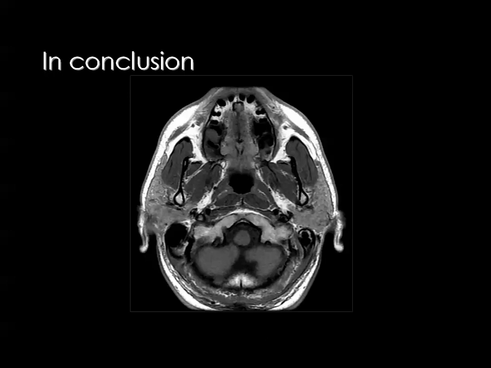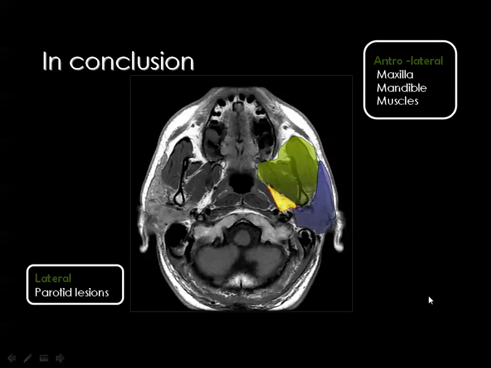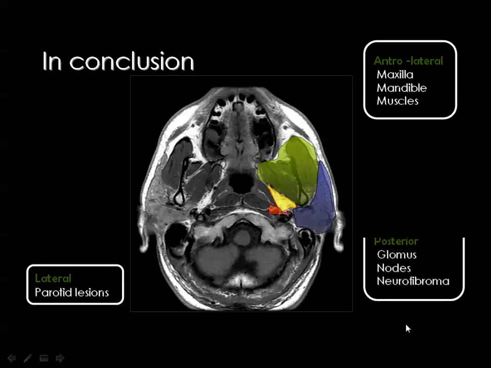In conclusion, we have a space filled with fat known as the parapharyngeal space. It is used as an anatomic landmark for lesions arising in this particular area. If the lesions are seen along the anterolateral aspect of the parapharyngeal fat, consider tumors or lesions from the maxilla or from the mandibular ramus or from the pterygoid or the muscles of mastication. If the lesion is from the lateral aspect or posterolateral aspect of the parapharyngeal fat, consider the deep lobe of the parotid gland with benign and malignant lesions.